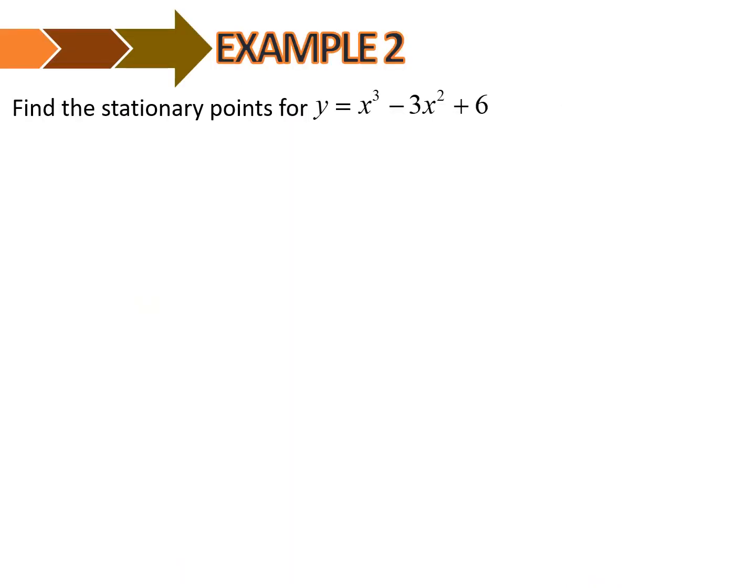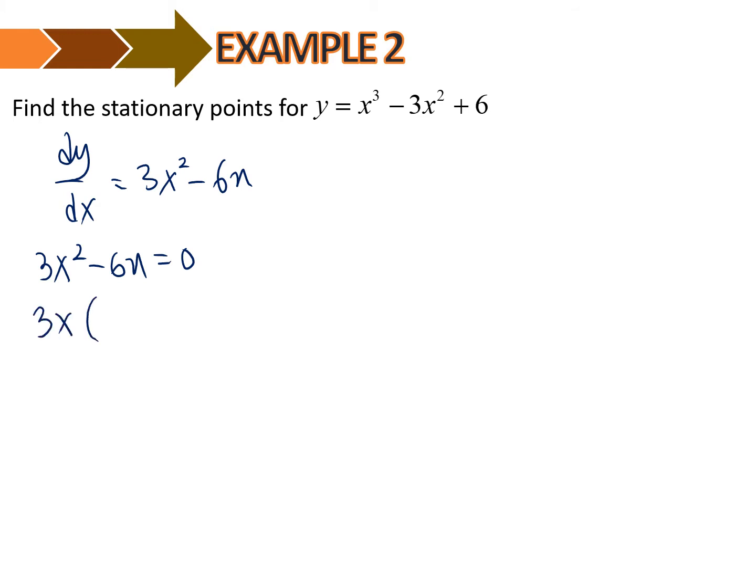So (negative 4, negative 24) is the stationary point. Example 2, find the stationary points for y equals x cubed minus 3x squared plus 6. So we will start with differentiating y. We will have 3x squared minus 6x. Then we take this, 3x squared minus 6x, and equate it with 0. We factor this out, we have 3x, and left here is x minus 2 equals 0. So we will have x equals 0 and x equals 2.